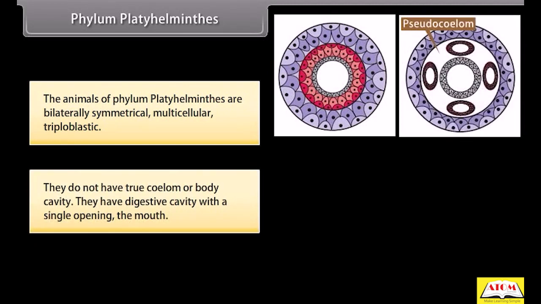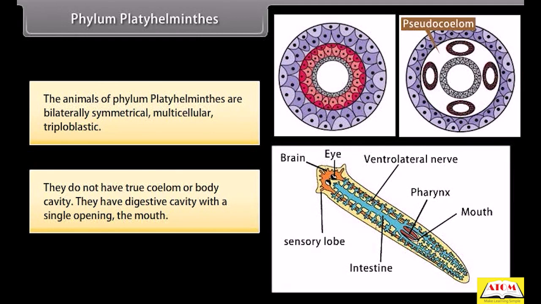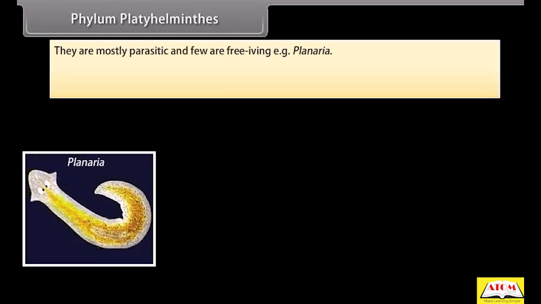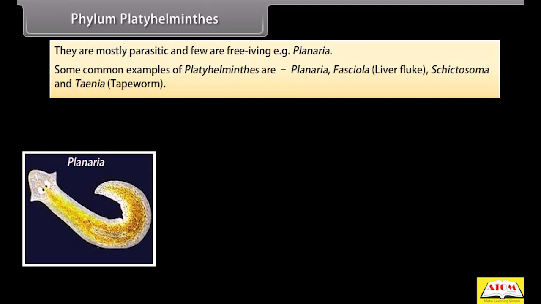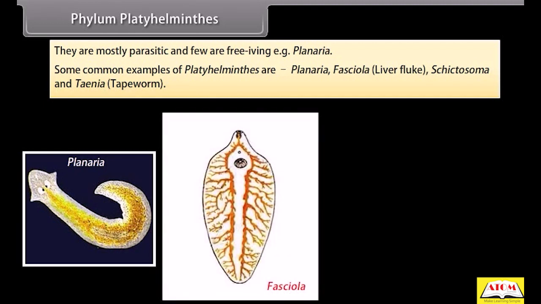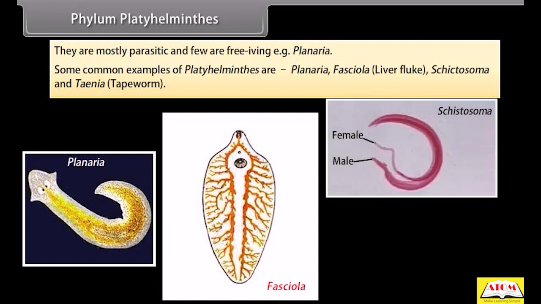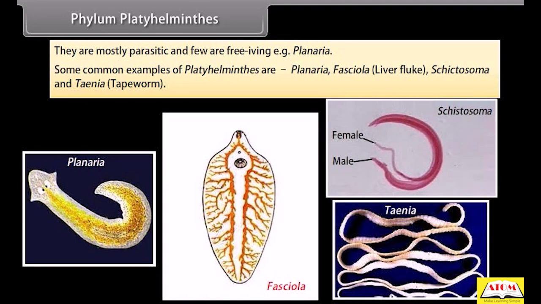They do not have true coelom or body cavity. They have digestive cavity with a single opening, the mouth. They are mostly parasitic and few are free-living, example, planaria. Some common examples of Platyhelminthes are planaria, Fasciola, liver fluke, Schistosoma, and Taenia, tapeworm.